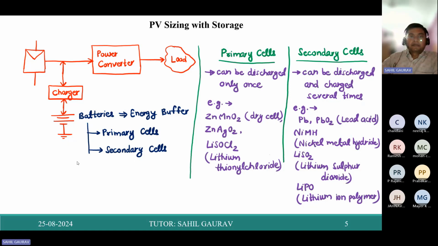So this energy buffer can be taken as batteries, and these batteries can be classified into two types. The first is primary cells, and the second is secondary cells. I hope you all know about primary type batteries and secondary type batteries. The primary type can be discharged only once, and the secondary type can be discharged and charged several times.